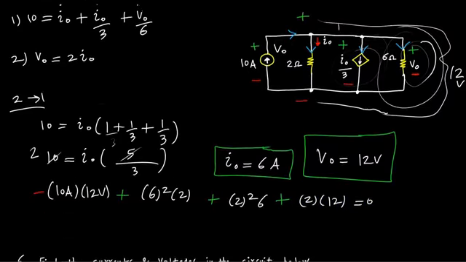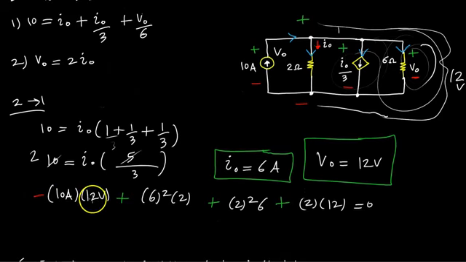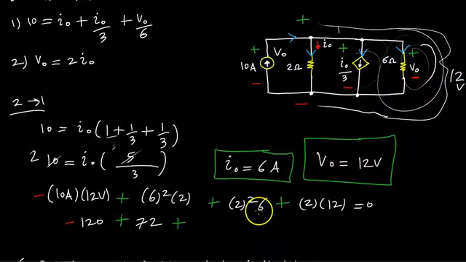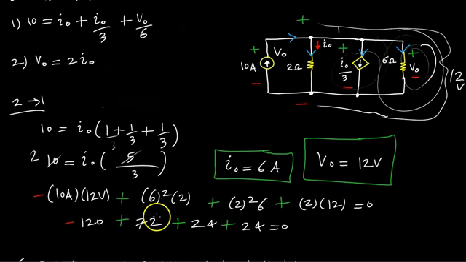Let's go ahead and solve the algebra now. Negative 10 times 12 is 120, so that's a negative 120, plus 6 squared is 36 times 2 is 72. These are all watts, by the way. Then we have 2 squared is 4 times 6 is 24. Then I have 2 times 12, which is also 24, is equal to 0. Let's hope that is correct. 24 plus 24 gives me 48. 48 and 72 is going to give me 120, correct?